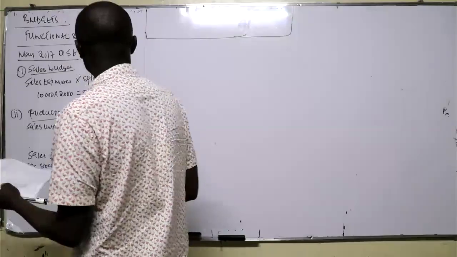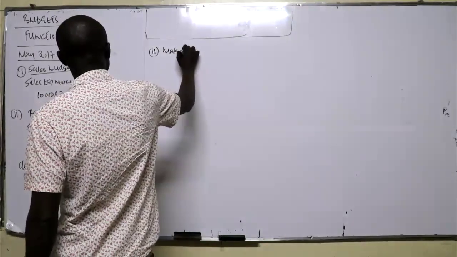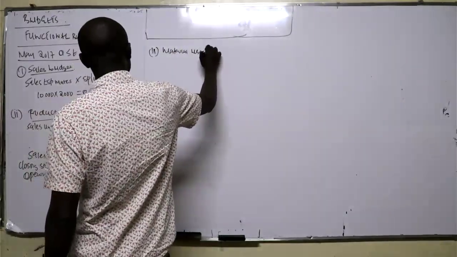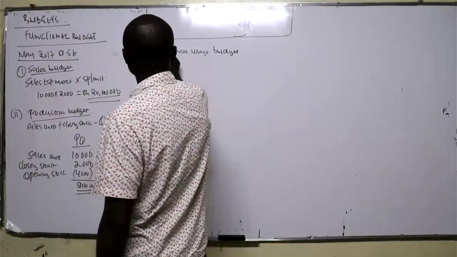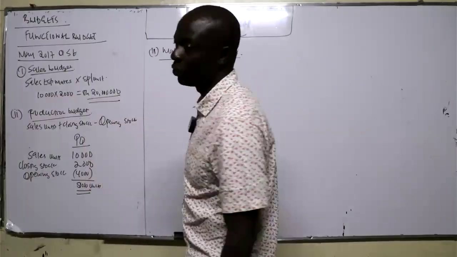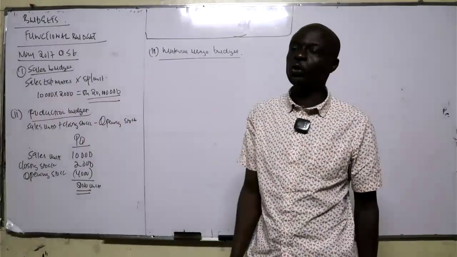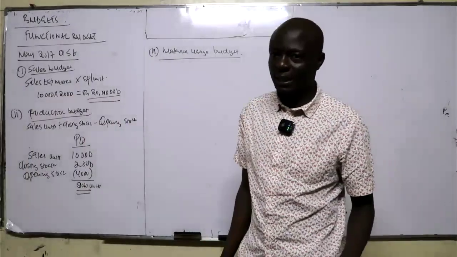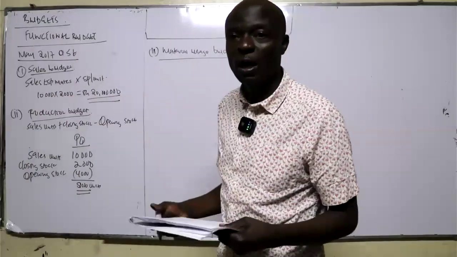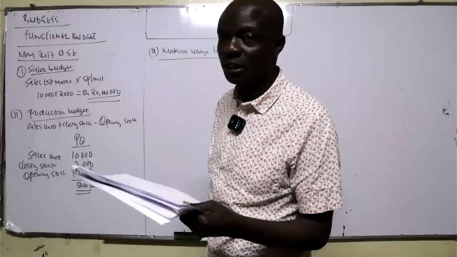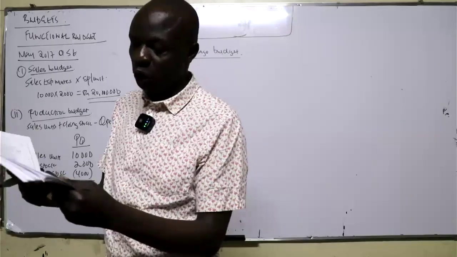And then we go to material usage budget. Number 3, they want us to determine material usage budget. So this unit that they want to produce, to produce, they are going to use material, isn't it? So there are 2 kinds of material. Whatever it is that they have asked should be the title of your budget. So they have asked material, isn't it? So that one should be the title.